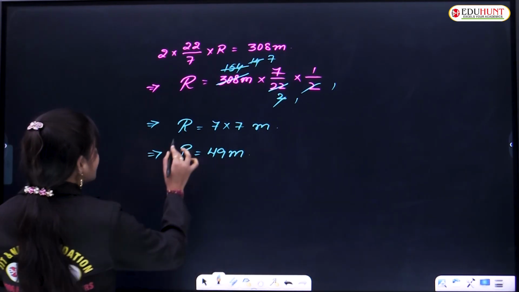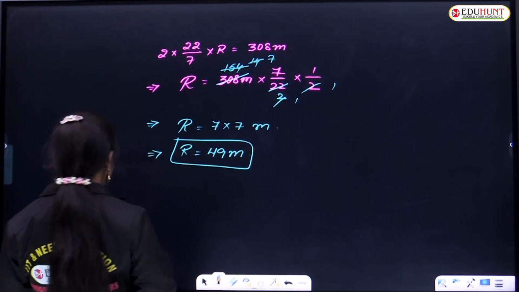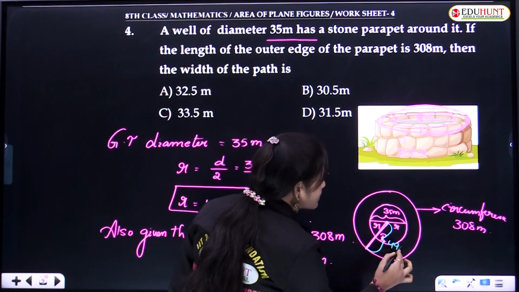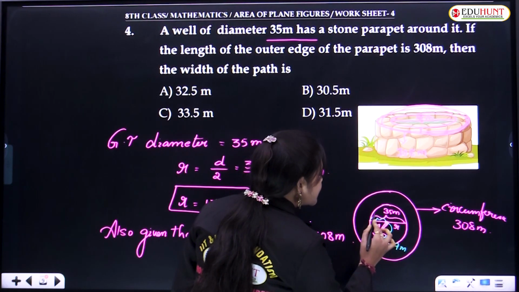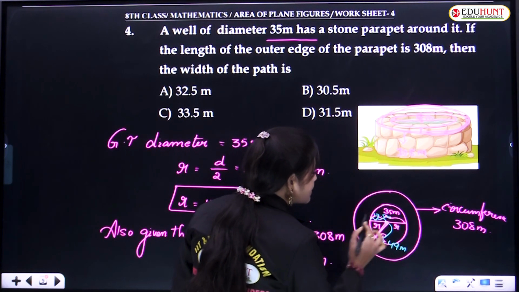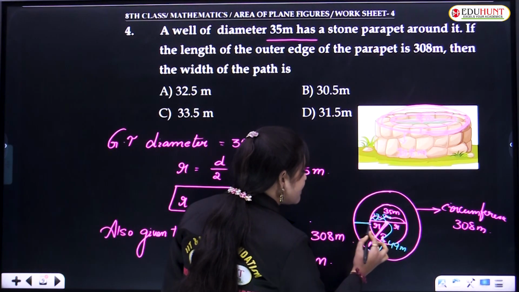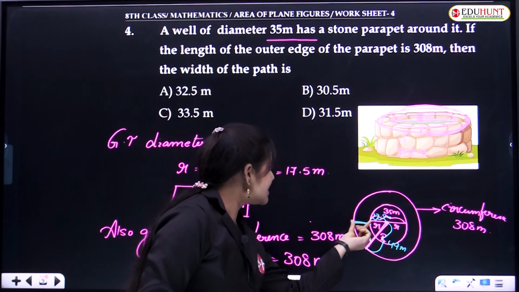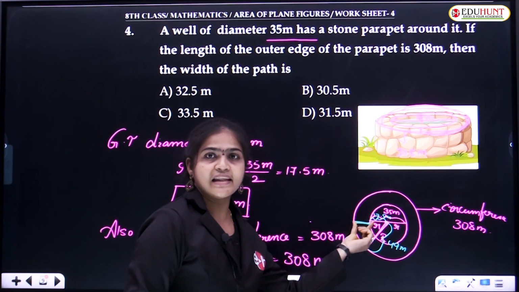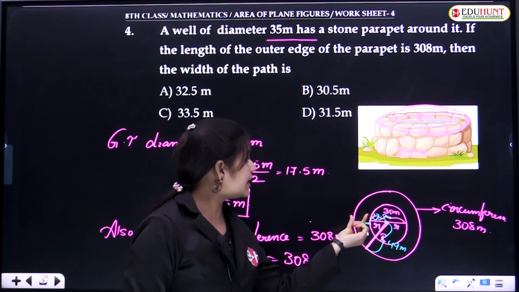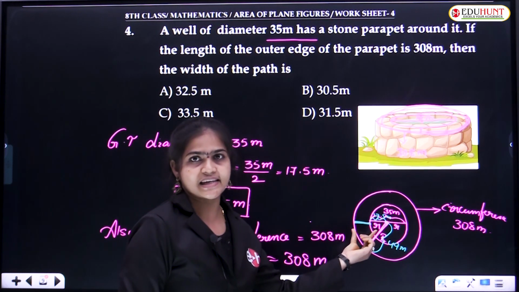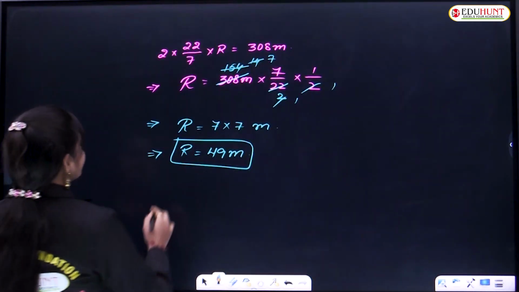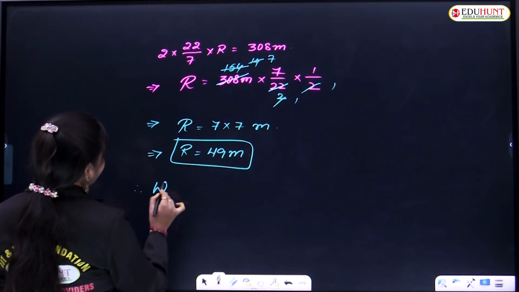49 meters. Now what we need to find out here, see that. We have that this is 49 meters, and this one is 17.5 meters. Now we need to find this value, this edge to this edge, the path value. The width of the path they are asking here, not the length. Width of the path is equal to, now here, width of the path.